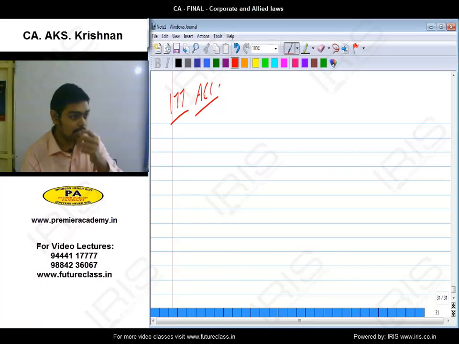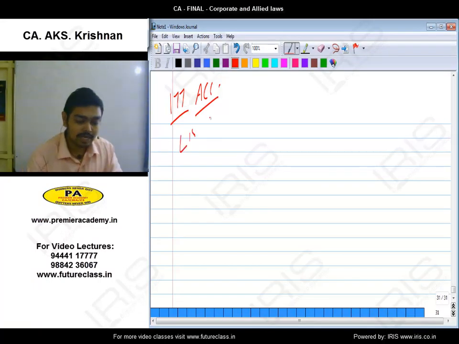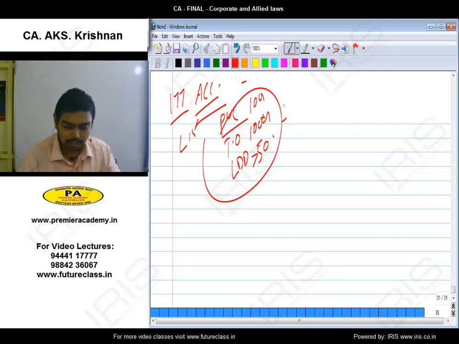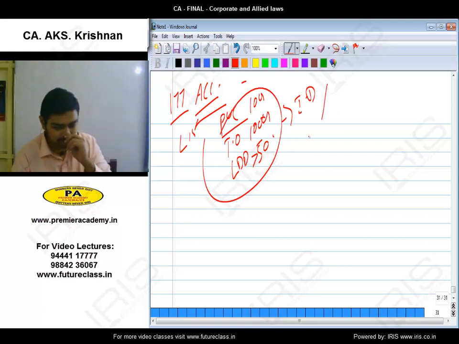Then I am passing here to section 177, audit committee. It is applicable to all listed companies and public companies having paid up capital of 10 crores or more, turnover of 100 crores or more, or loans, borrowings, debentures, deposits exceeding 50 crores or more. This is the same applicability even for independent directors. Correct? What is the duty of the audit committee?